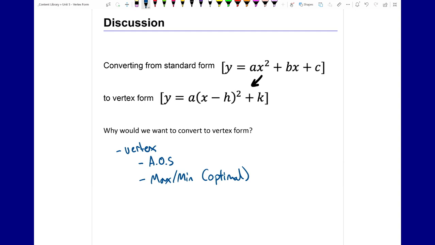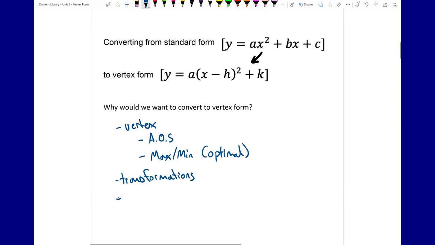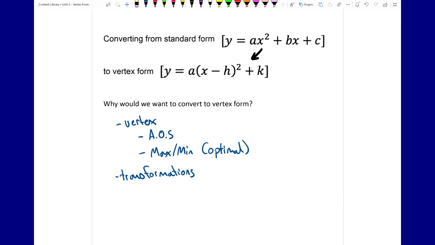It tells us transformations. It does tell us our step pattern and the direction of opening, things like that, but we get that in our standard form as well because the a values happen to be the same. But other than that, there's not really much else that the standard form gives us, except for maybe the y-intercept, which I can easily calculate using the vertex form anyways. So I usually want to convert to the vertex form because it does give us more pieces of information, and specifically, it does give us this optimal value, right?